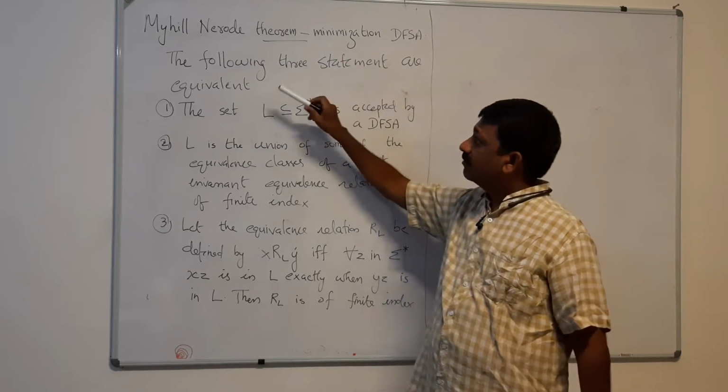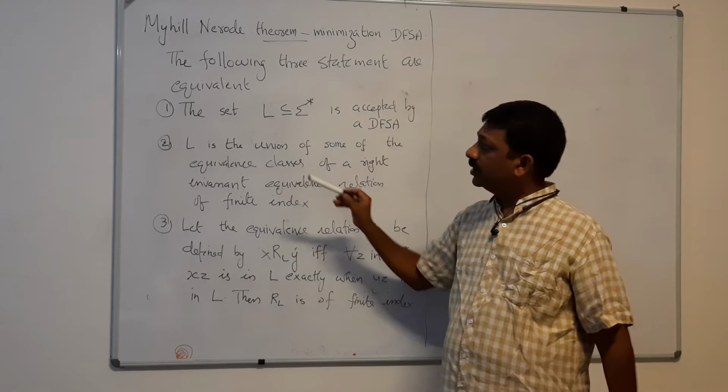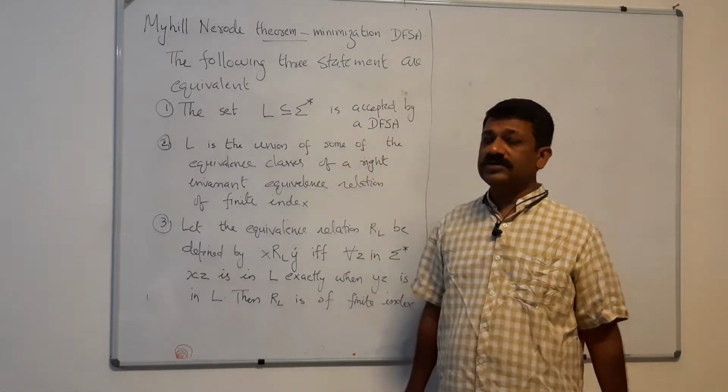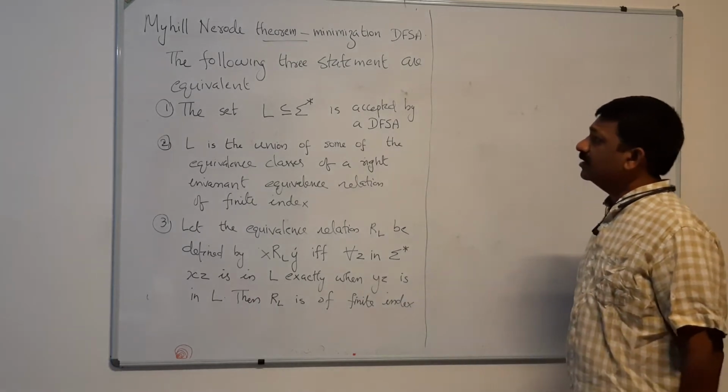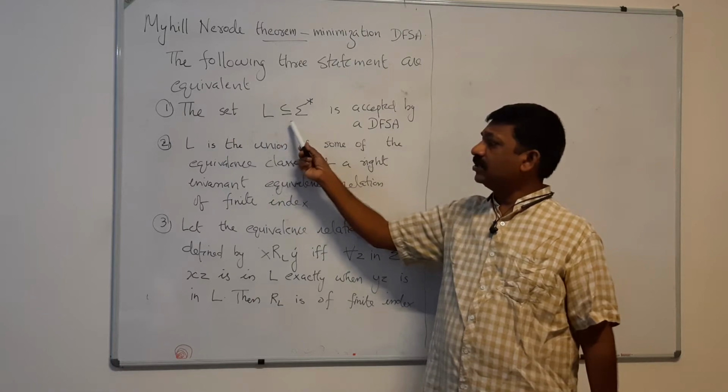Here in this theorem, we have three statements. Now we are going to prove that these three statements are equivalent. That means the first statement is the set L, which is a subset of sigma star.